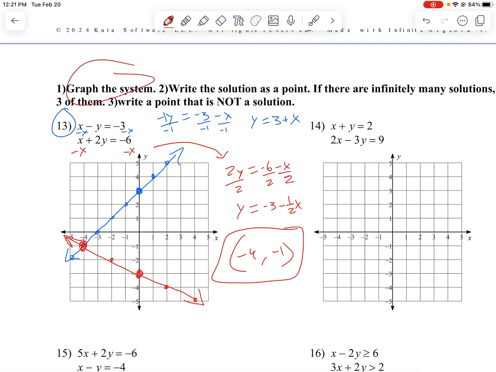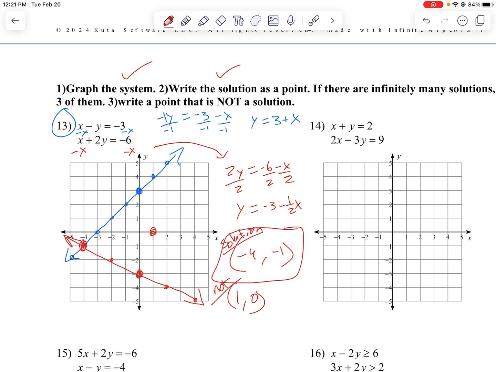So I graphed the system, I wrote a point as a solution, and now I need to do 3, which is find a point which is not a solution. Just pick any old point you want, like this one. So that's going to be 1, 0, and voila, I got a point that's not a solution. So we'll call this one not, and we'll call this one solution.